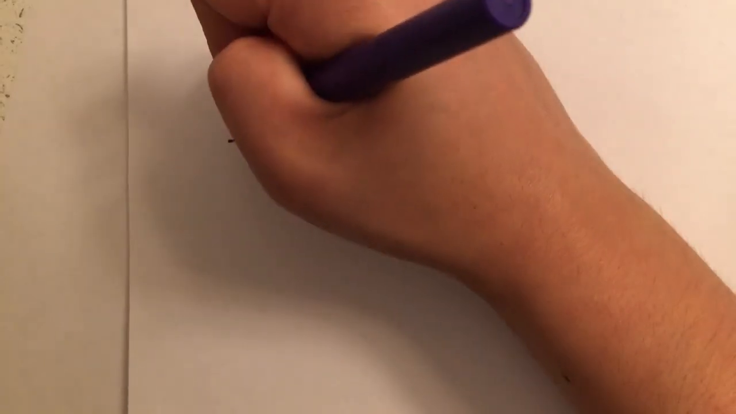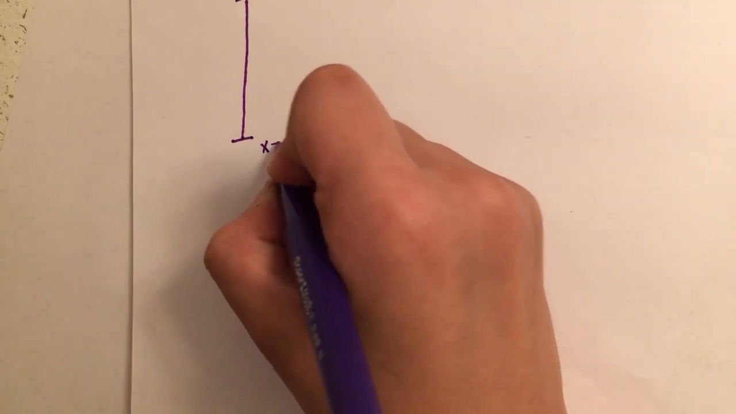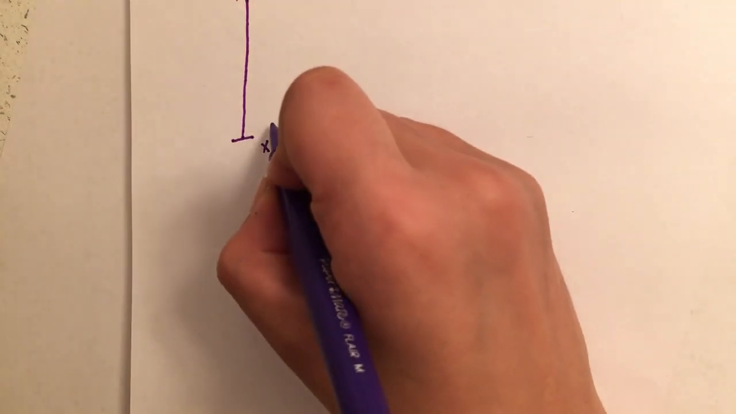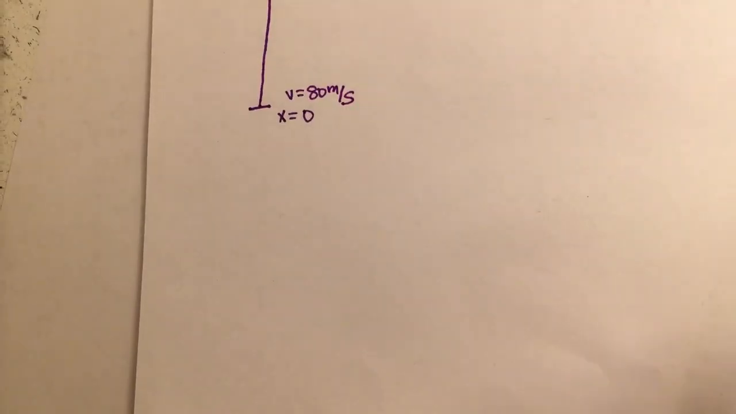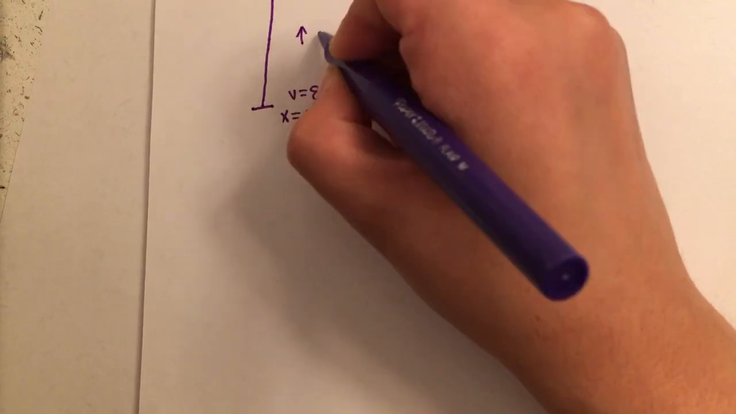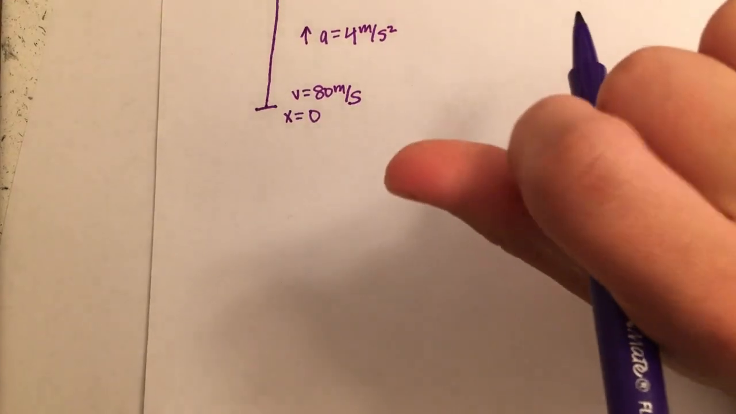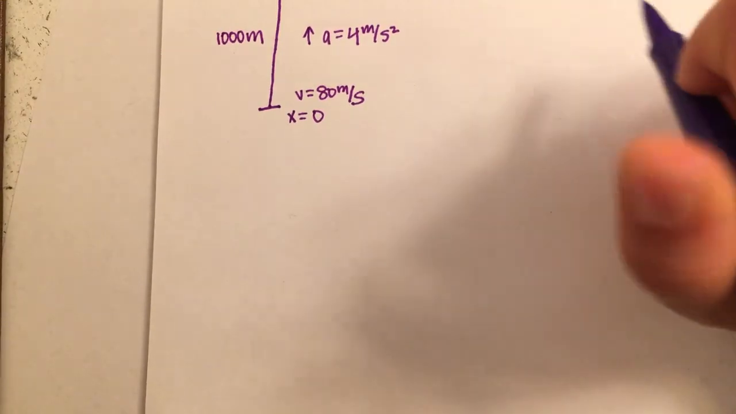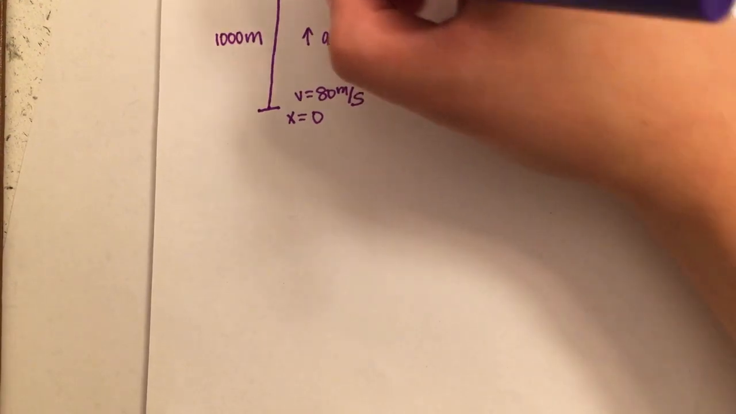This is x equals 0, and since it is being fired by the catapult, it has an initial velocity of 80 meters per second. It accelerates upwards at 4 meters per second squared until it reaches an altitude of 1,000 meters. At that point, the engines fail, and then the rocket goes into free fall.